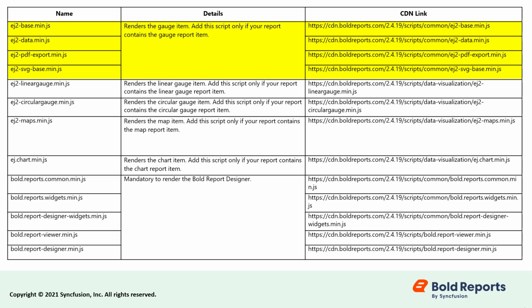EJ2base.min.js, EJ2data.min.js, EJ2pdfexport.min.js, and EJ2svgbase.min.js are used to render the gauge item. EJ2lineargauge.min.js renders the linear gauge report item. EJ2circulargauge.min.js renders the circular gauge report item. EJ2maps.min.js is used to render the map report item. EJ.chart.min.js renders the chart report item.